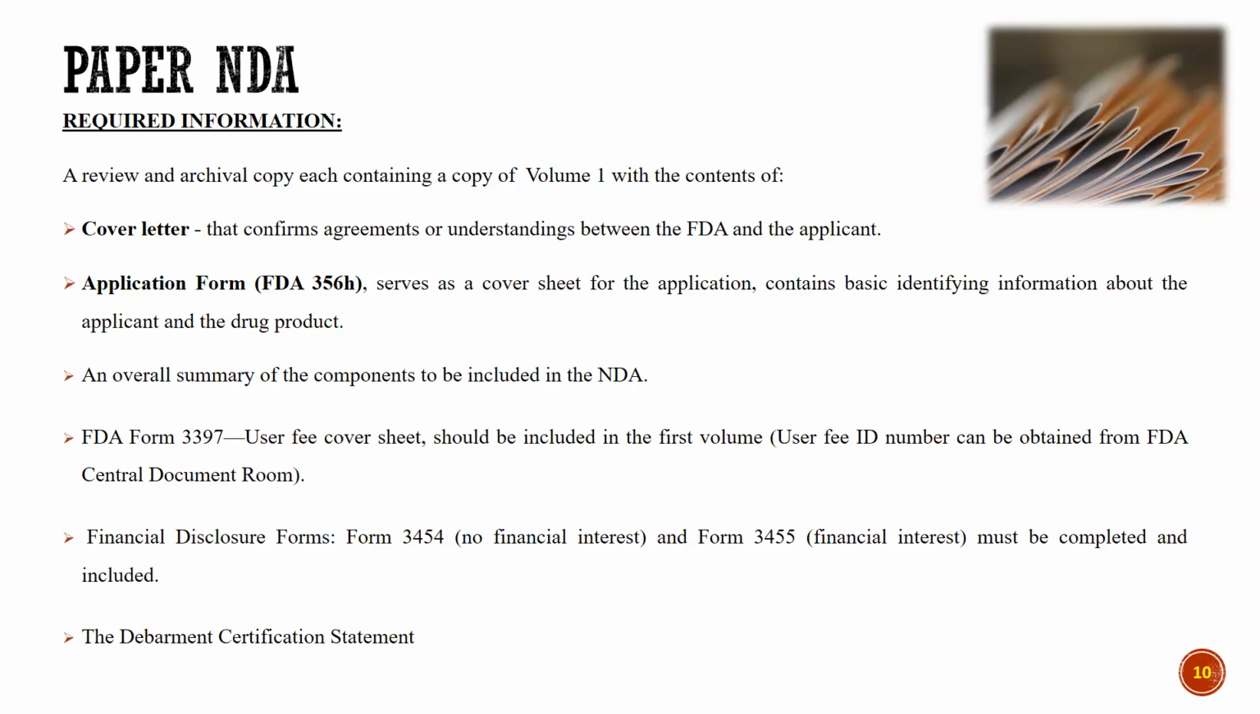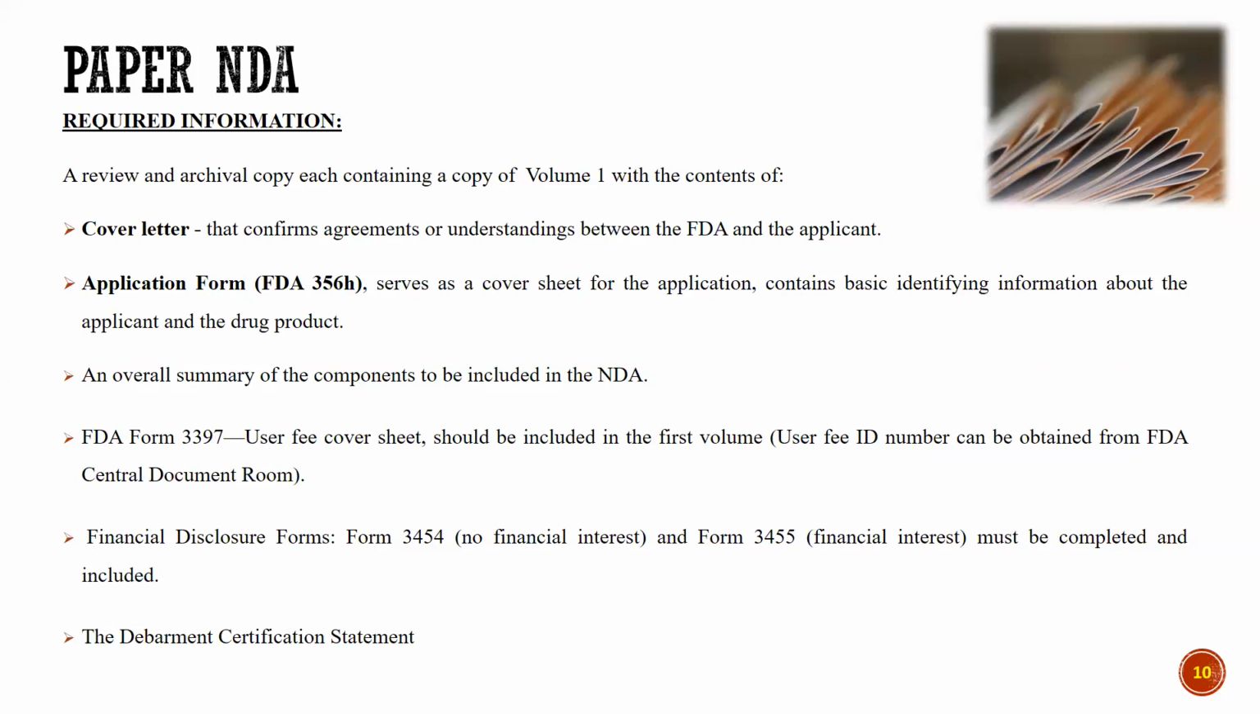In the 356H form, only the basic details of the applicant as well as the drug product will be given. Applicant details are like who the applicant is, where the manufacturing unit is located, and who the marketing authorization applicant is, and the details of the drug product, its strengths and stability data will be given here. It also contains an overall summary of the components to be included in the NDA.